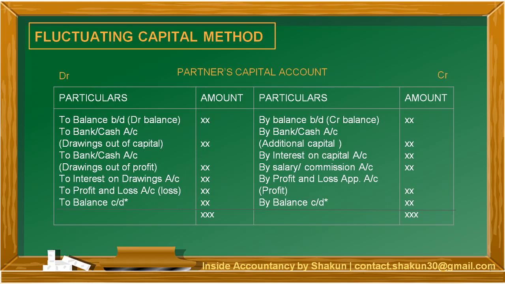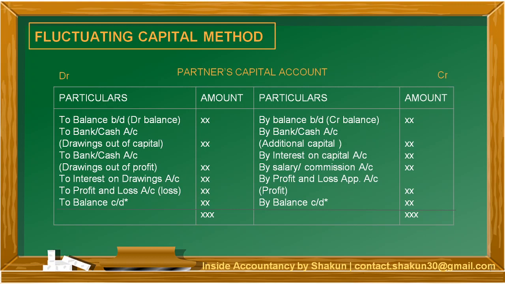Now since this is the fluctuating capital method, all the transactions relating to the partners are shown under one head, that is partner's capital account. So on the debit side, I have written the drawings out of capital, drawings out of profit. Both the drawings are included here because we are following the fluctuating capital method. Interest on drawings, profit and loss account loss, and balance are also shown on the debit side.